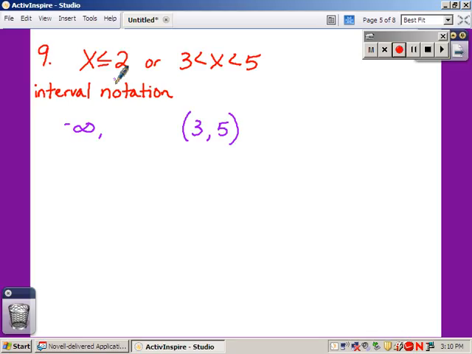So it can be equal to 2, so we represent that with a bracket, meaning we want 2 included because there's an equal symbol. And as I said earlier, you never include infinities in anything because it would be kind of impossible to include something that's infinitely big. So you get a parenthesis for that.